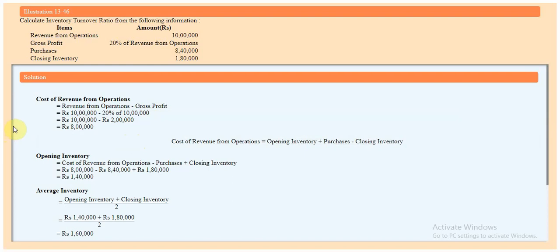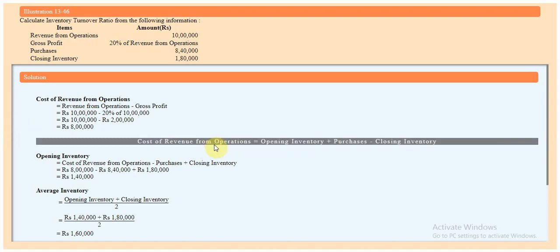How do we find opening inventory from the given information? We have already found the cost of revenue from operations. So if we substitute the other details in this formula, we can get the opening inventory, right? We know that cost of revenue from operations is equal to opening inventory plus purchases minus closing inventory. Because there are no direct expenses, we haven't added any direct expenses.